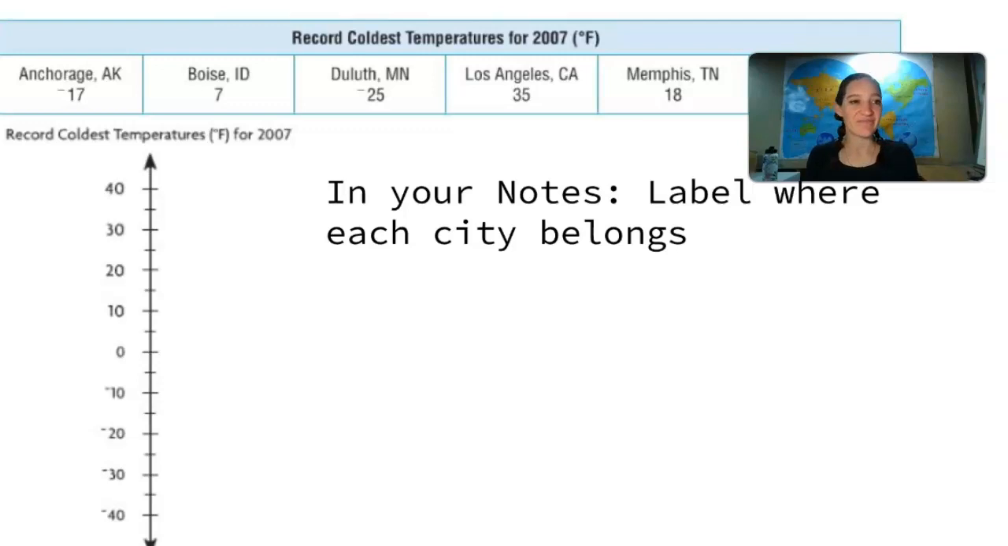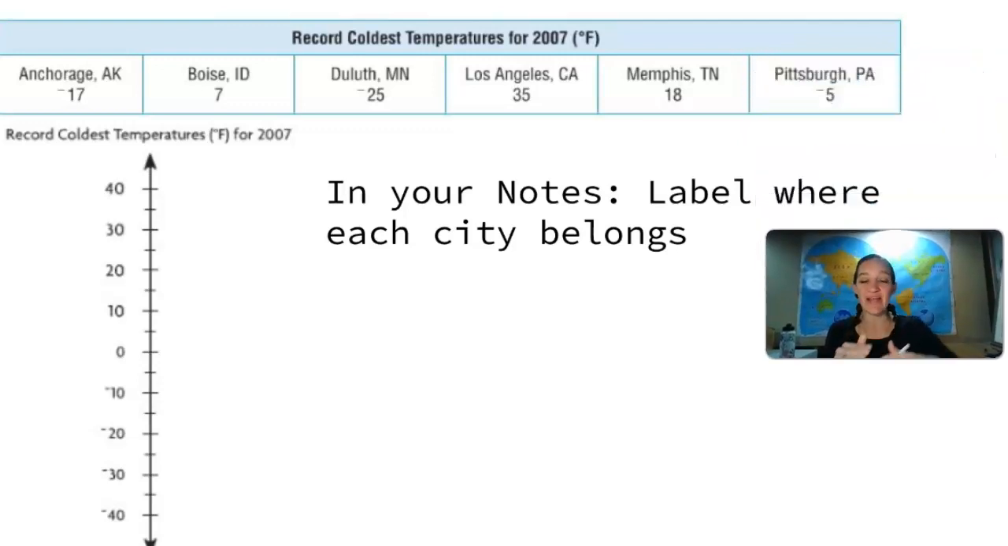What if we have a temperature number line, and we want to plot these cities? Where would they go? Let's do it. If you want to pause and do it without me and then see if you did it correct, you can, or you can do it with me. I'm going to start with Anchorage. Anchorage is at -17 degrees. So here's 0. I'm going to keep going down until past -10. That's probably -15, so I'm going to go right about there. I'm going to label that Anchorage.